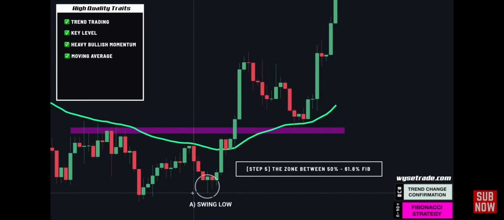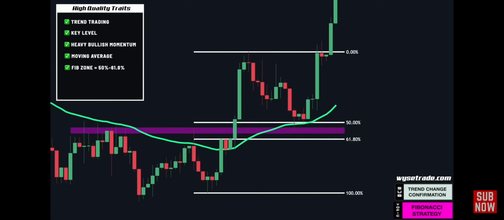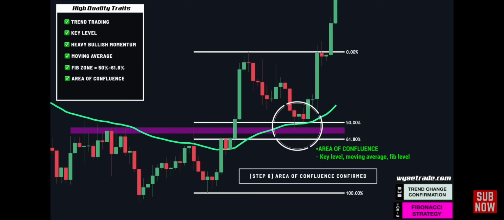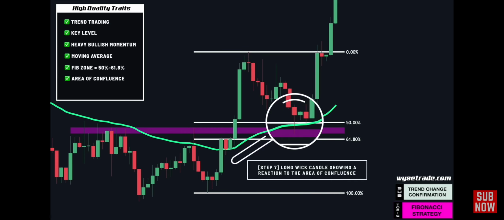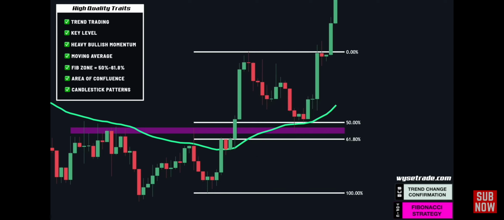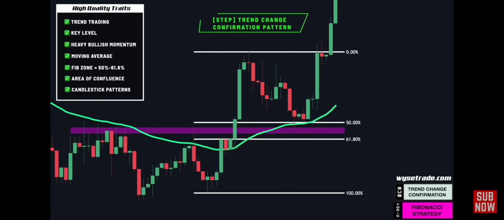With the fib tool, swing low to swing high, and you have the 50% to 61.8% fib zone that lines up with your trade opportunity area. This then gave you an area of confluence. When price pulled back to this area, you had a long wick candle right at the level, which shows a reaction to the area of confluence. At this point, you still don't jump into a long trade instantly. This then leads us to the next step required, which is the trend change confirmation pattern.